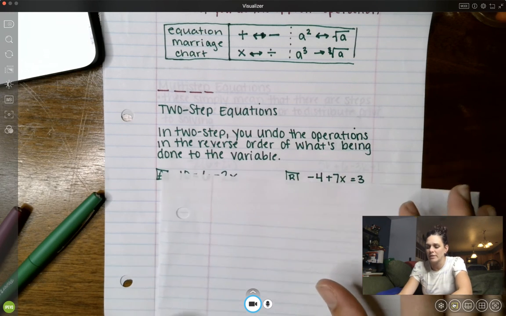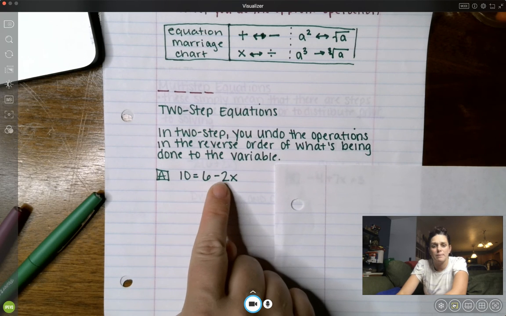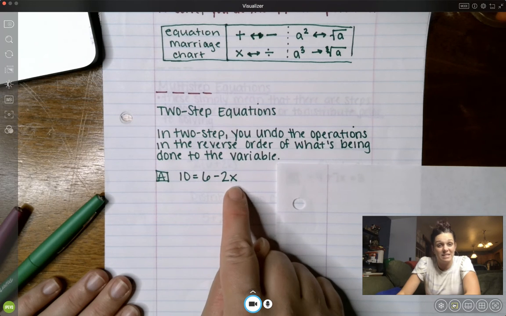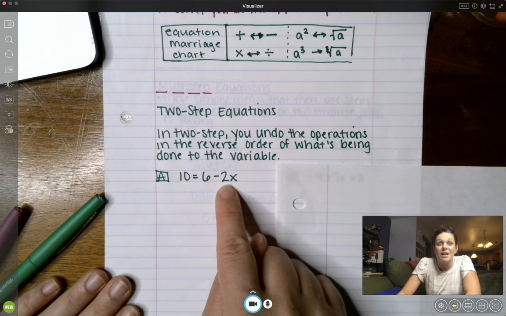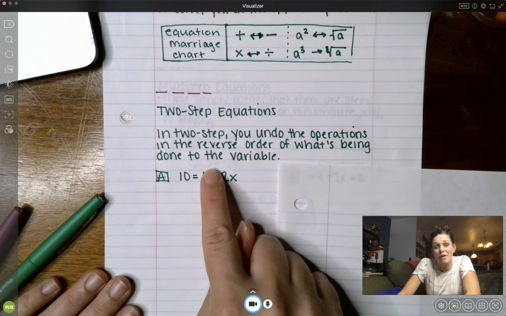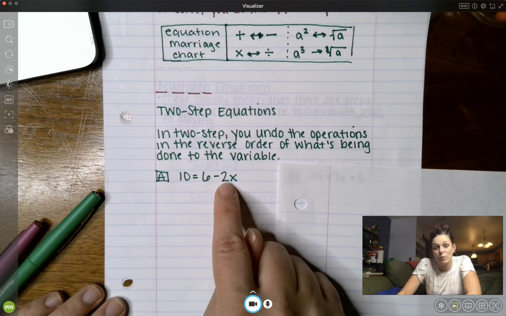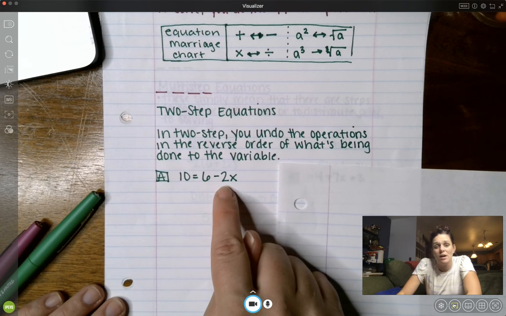Okay, so let's take a look at what that means. We're going to take a look at this first example here. We have 10 equals 6 minus 2x. So when I'm talking about the reverse stuff, if I say that x is the foot, it's my variable. The first thing that's happening to x is it's getting multiplied by -2. Then that's getting added to 6. When we undo this, we actually have to get rid of what's furthest from the variable first, what's not touching it. Then we get rid of what's touching it, because it's easier. We're undoing what's further away first.